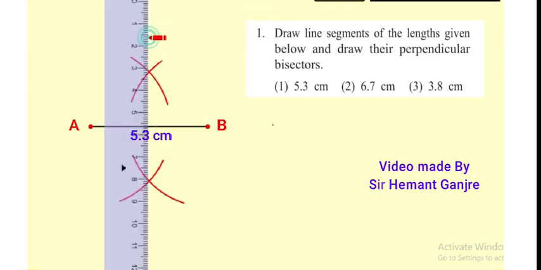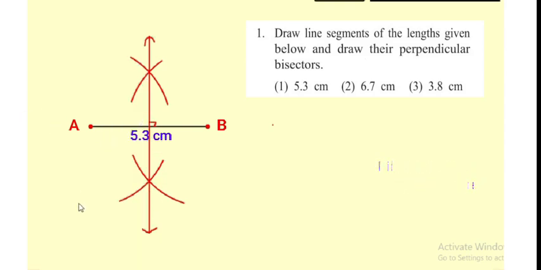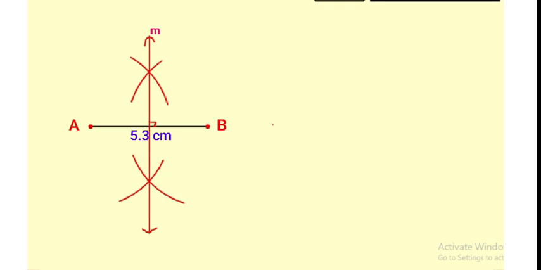Join two intersecting points obtained after crossing the arcs. Name this line as M. Line M is the perpendicular bisector of segment AB whose length is 5.3 cm. Now you have to attempt sub questions 2 and 3 using the same method.